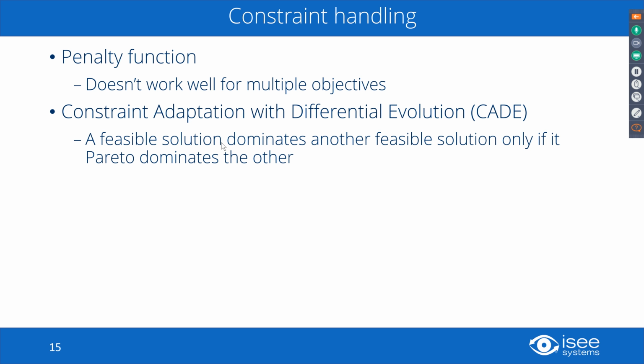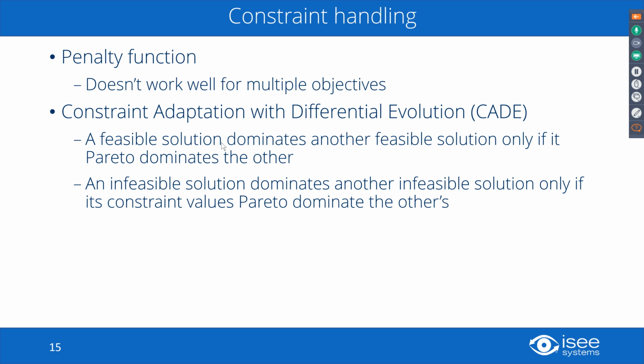So instead, we use what's called constraint adaptation with differential evolution. And what that does is the same thing. If both solutions are feasible, if they're within their constraints, then it just does what it normally does: one solution dominates the other. If it Pareto dominates the other, in other words, it's better in all objectives.